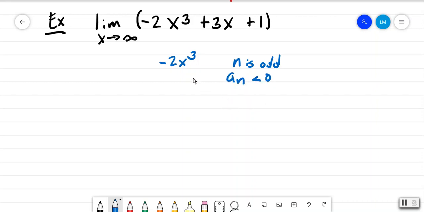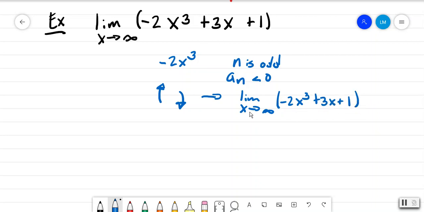So in this case, the end behavior of the polynomial looks something like this. That means our limit is going to go to minus infinity. So the limit as x approaches infinity for -2x cubed plus 3x plus 1 is negative infinity. Why? Because it's falling to the right, which means it's going to negative infinity.